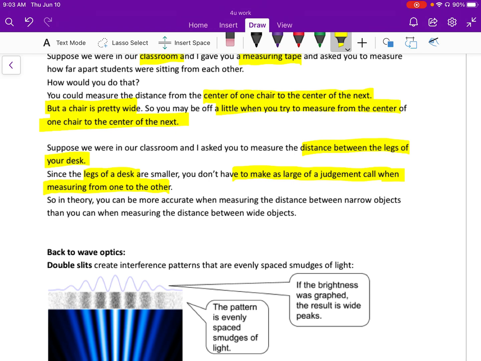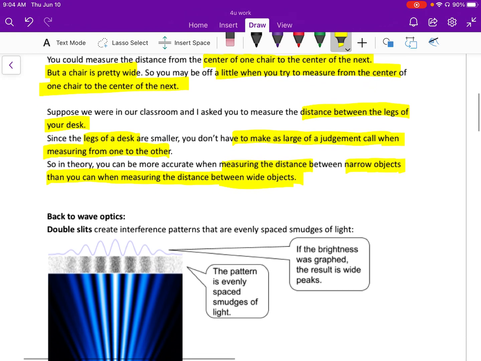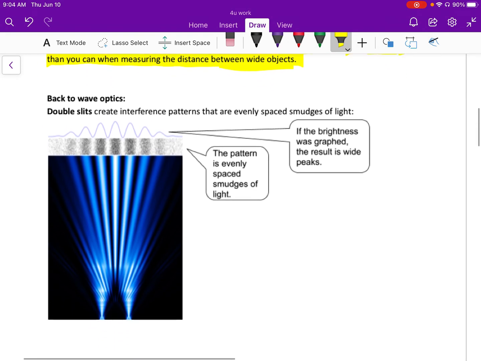The bottom line is, in science and physics, if we're measuring distances between narrow objects, generally speaking, we're more accurate than when we're measuring the distance between wide objects. Okay, file that away. Here's how that connects to wave optics.